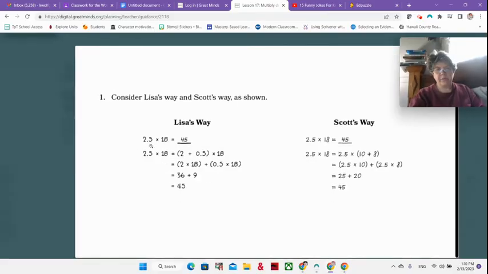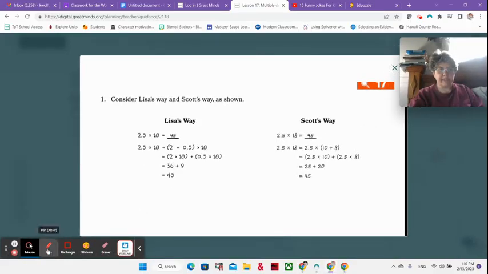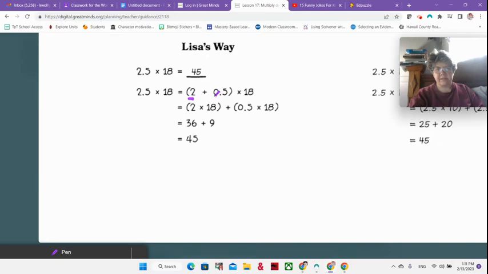Okay, so we have 2 and 5/10 times 18 equals 45. 2 and 5/10 times 18 equals 2 plus 5/10 times 18. So you see how we're just breaking it apart there by breaking it into 2 plus 5/10, right? So now we're going to distribute the 18 to the 2. 2 times 18 plus 5/10 times 18. Where did the 2 and the 5/10 come from? Right there. And then we're just taking them, multiplying by the 18 separately, and then adding them together. This just makes it easier to multiply, right?